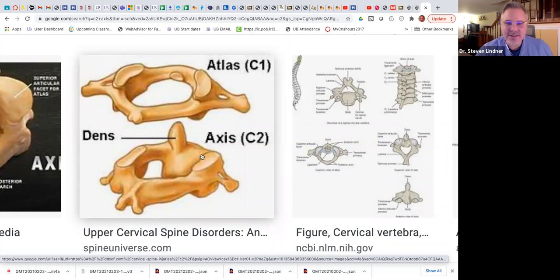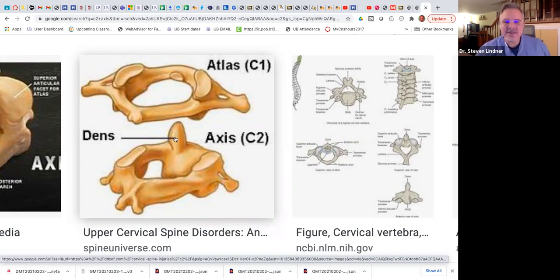So your atlas is going to sit here. This inferior articulating process is going to attach to the superior articulating process of the axis, and it's going to allow for your head to rotate left and right. So atlas is rotating on its axis.